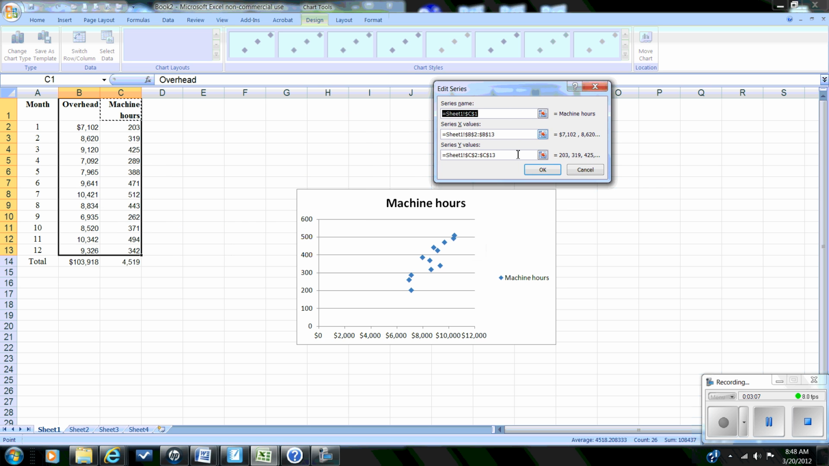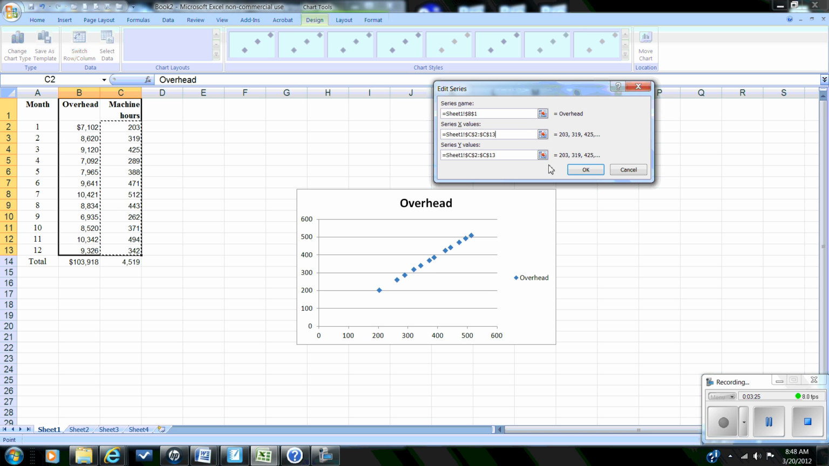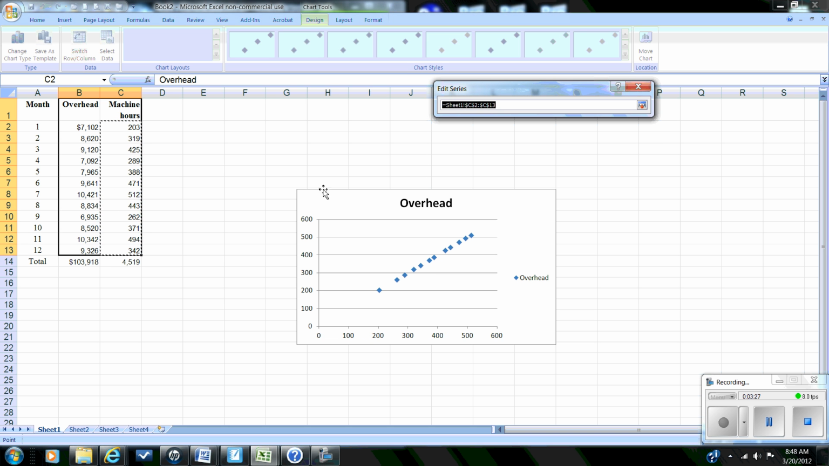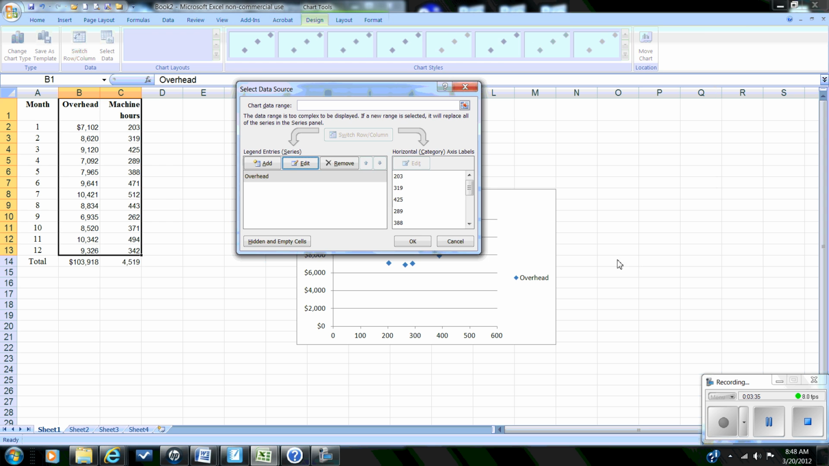All right, so we're going to tell them that the series name, the name of the chart, we're going to call overhead and not machine. For our x-axis, we're going to use the machine hours. So we'll highlight the machine hours, leave out the name, click OK there. For our y-axis, we're going to use the overhead, and we'll click on that. And now we have our scattergram.